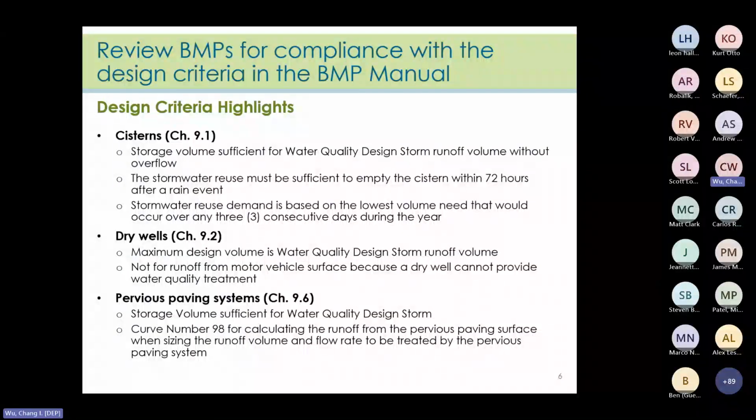And here I'm highlighting some design criteria for each different type of BMP. So let's start with cistern, that's in Chapter 9.1. The highlight for the cistern is that if you want to design a cistern, the storage volume needs to be at least the runoff from the water quality design storm, which is 1.25 inches in 2 hours. But the cistern needs to be emptied by the use demand within 72 hours.